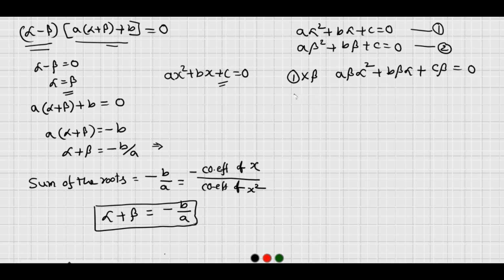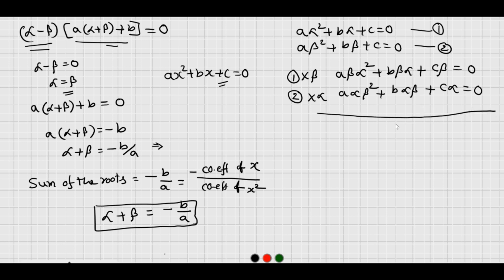Then in the second equation I'm multiplying with alpha. So what I get is a alpha beta square plus b alpha beta plus c alpha is equal to 0. So now what I am trying here is again subtracting these two equations after multiplying with this. I am putting a minus sign here. Subtracting, the minus sign changes, right?